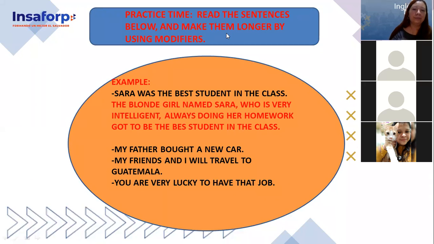Eduardo, please. The first one. My father bought the blue car that is in the parking lot. The second, we will take a train to get there faster and enjoy the view. And the last, you're very lucky to have that job with good hours and good benefits. Perfect. You're describing the job, so that becomes a modifier. Good job.